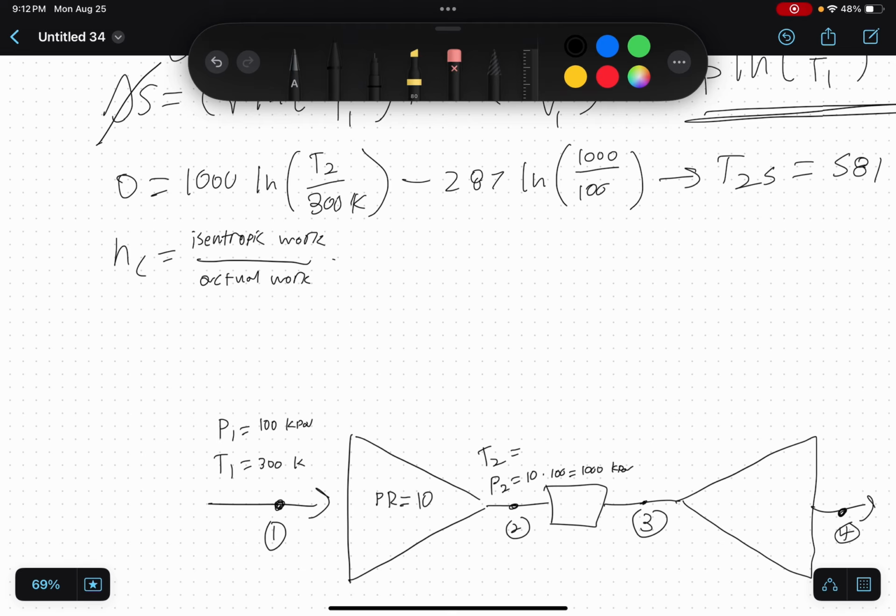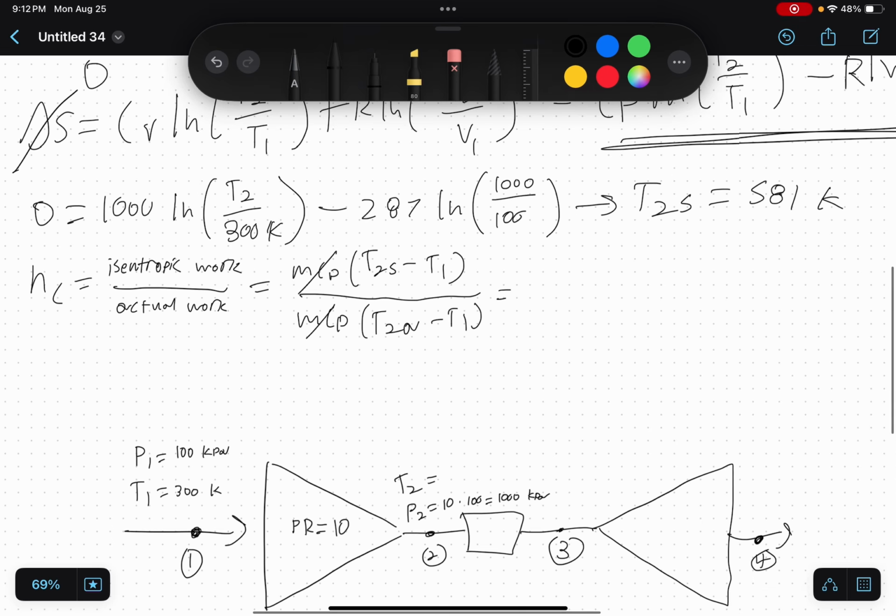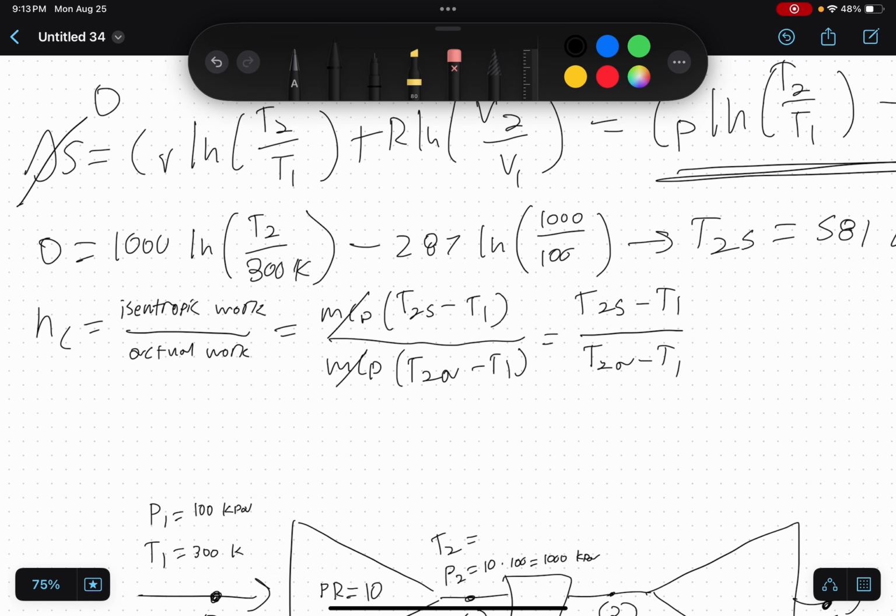The equations for these are m times CP times (T2S minus T1) and m times CP times (T2A minus T1). So m CP cancels out. You're just left with T2S minus T1 over T2A minus T1. Cool.